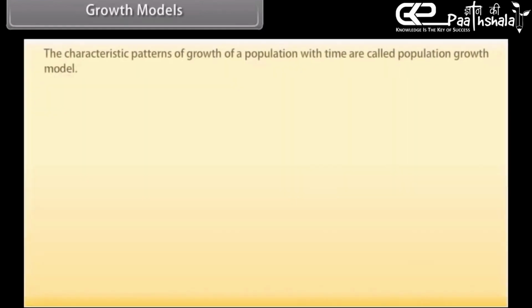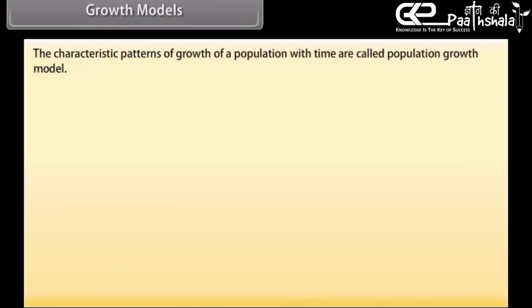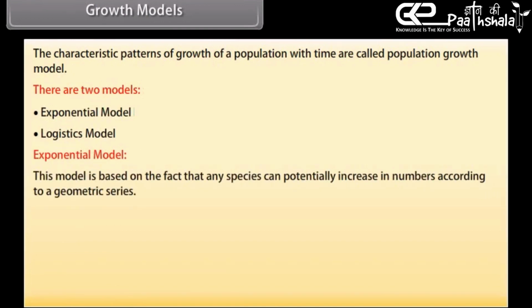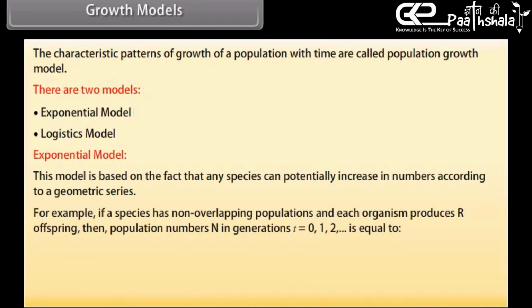Growth models. The characteristic patterns of growth of a population with time are called population growth models. There are two models: exponential model and logistic model. Exponential model. This model is based on the fact that any species can potentially increase in numbers according to a geometric series. For example, if a species has non-overlapping populations and each organism produces R offspring, then population numbers N in generations T equal to 0, 1, 2, and so on is Nt equals N0 into R raised to the power T.